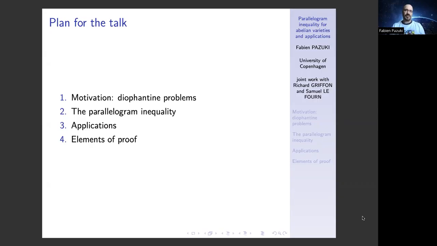Then the second part, I will, of course, discuss the parallelogram inequality. First, explain what it is, explain the link with the previous section, and then explain also in the third part some applications, and then elements of proof. The idea that I have is to give you the strategy of the proof and enough detail so that you understand how we implement it. Basically, I collected some lemmas that we proved. I will not give the proofs of the lemmas, but I will give you the statements, and how to use them to actually deduce the inequality in question.